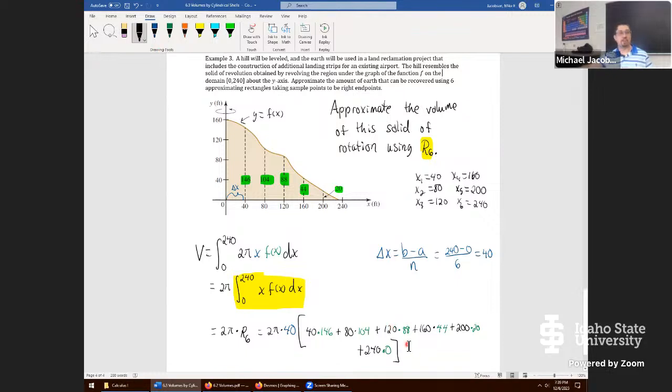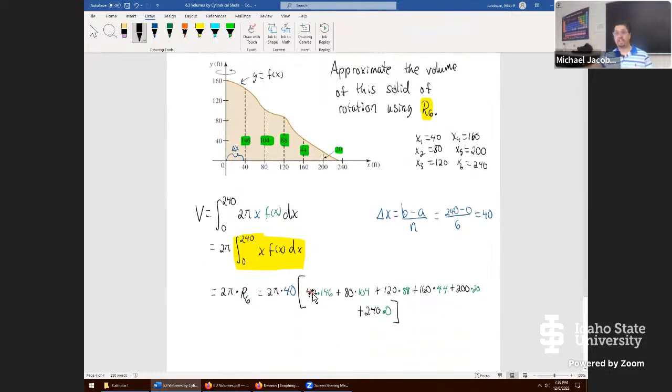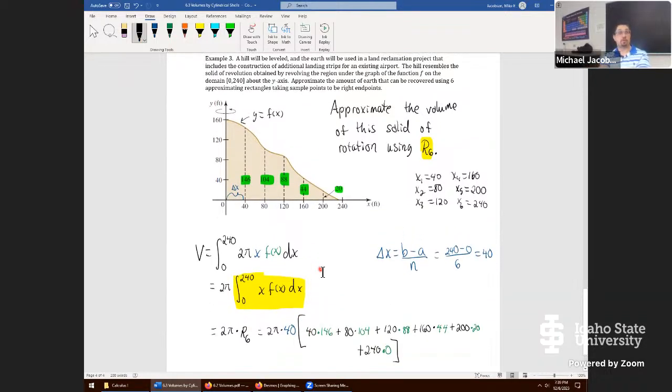So that's our description so far. All we need to do is throw that into the calculator and we'll be on our way in this problem. Any questions or comments, folks, at this stage?